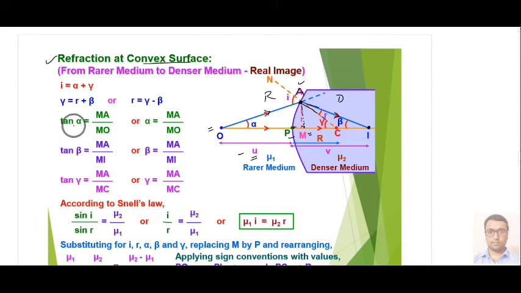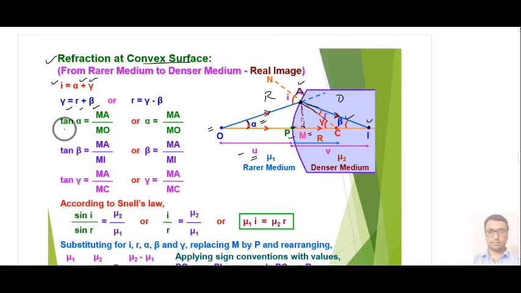In that case, we have to denote these three angles. The angle made by the object ray with the x-axis is alpha, the angle made by the image ray with the x-axis is beta, and the angle of the center line, or you can say this normal line, with the x-axis is called gamma. Now by exterior angle theorem we can say that i equals alpha plus gamma, and this gamma will be r plus beta in the second triangle IAC.